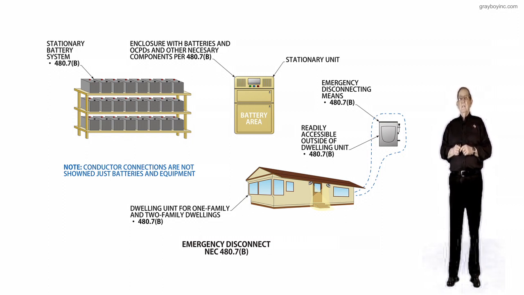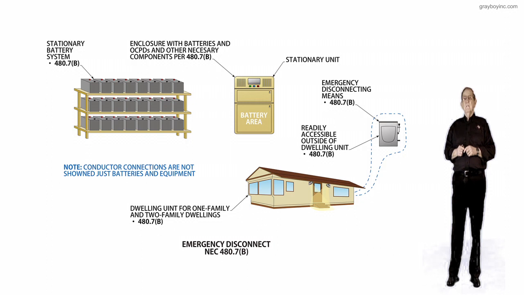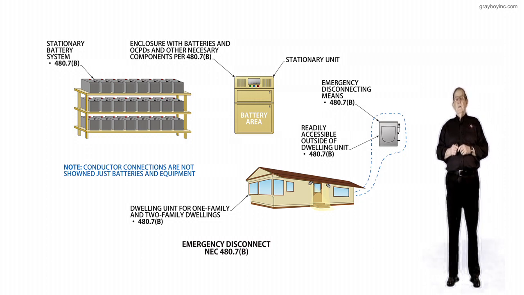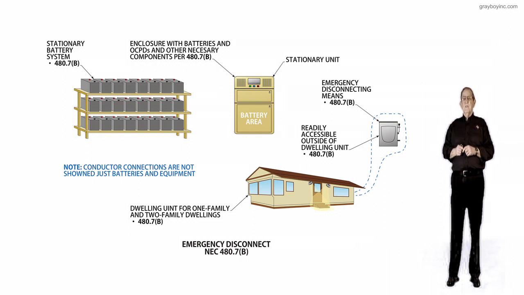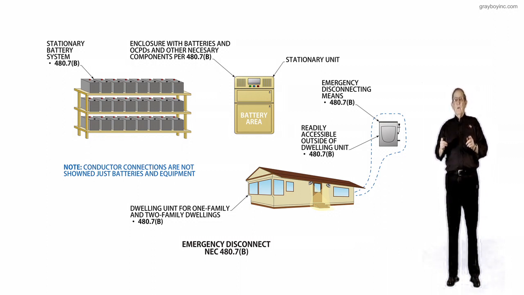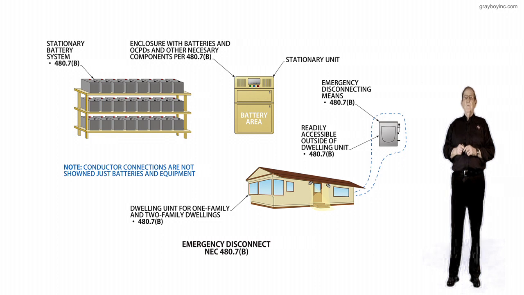Now, let's review the note. The note reads, conductor connections are not shown, just batteries and equipment, so that the user and reviewer of this illustration won't think that's all. There are two battery systems.